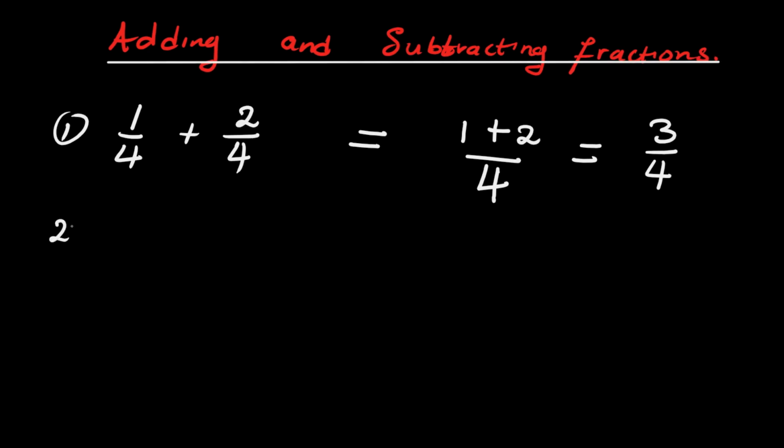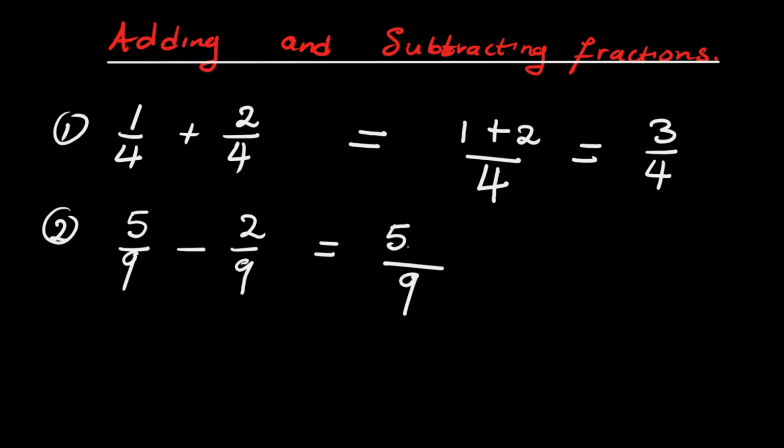Let's take the second one. Let's say it's 5 over 9 minus 2 over 9. In this case as well, we have a common denominator, which is 9, so we keep it. Then we subtract the numerators. So we have 3 over 9. But it can be simplified further. The numerator divided by 3 is 1, and the denominator divided by 3 is 3. So this is our final answer.